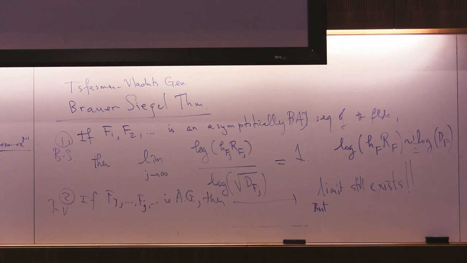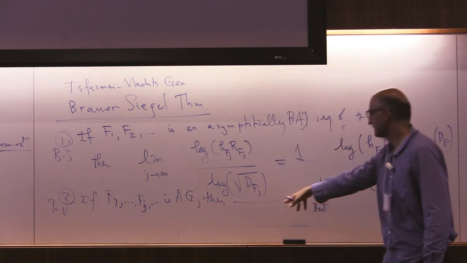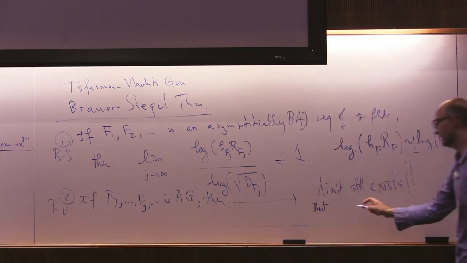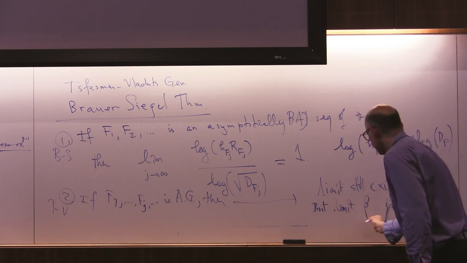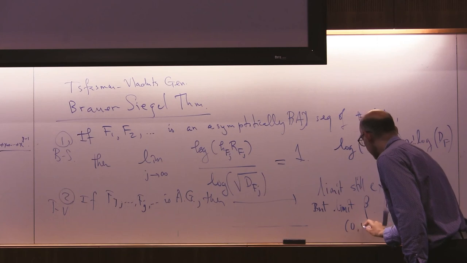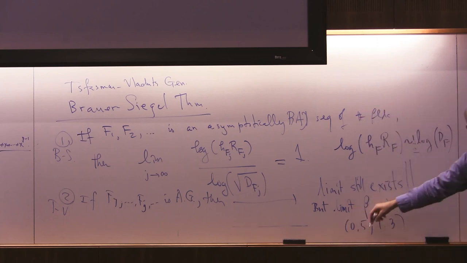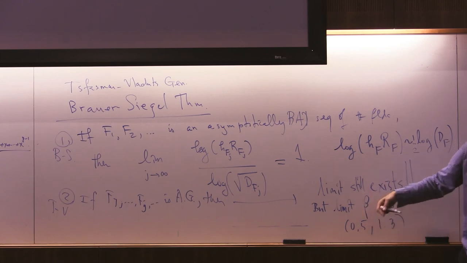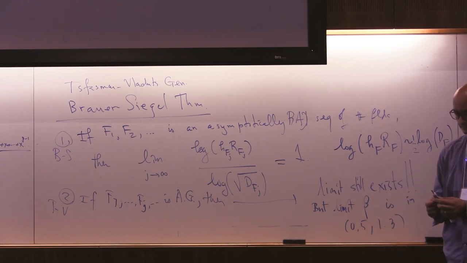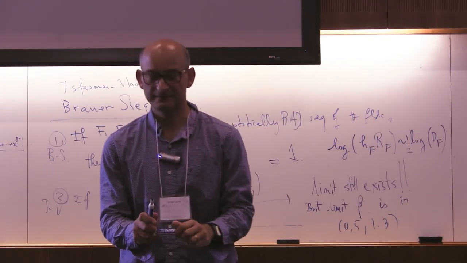Eric Carl helped me. Okay, it has to be asymptotically bad for Brauer-Siegel. Tsfasman-Vladut says if it's asymptotically good, then the limit still exists. And the limit, let's call it beta, is somewhere between 0.5 and 1.3. I forget the exact bounds, their bounds are tighter, but I forgot to look them up before the lecture. So we don't know what the limit is, but we know that it exists. And it's somewhere in that range. And now I've gone way over time, and you're hungry for lunch, so thank you very much.